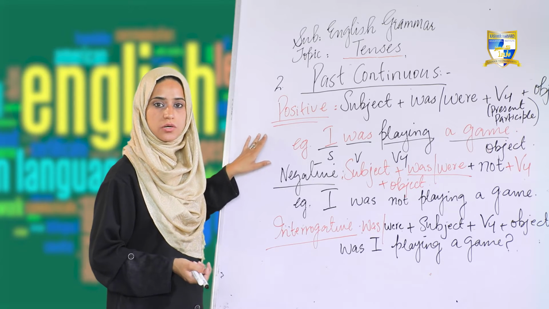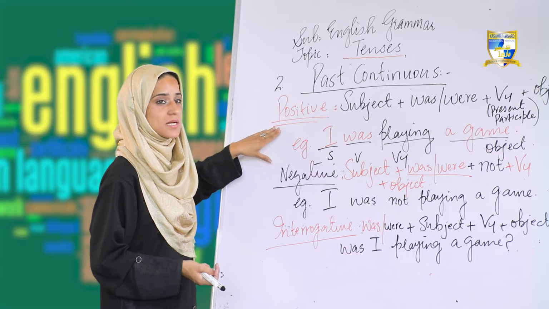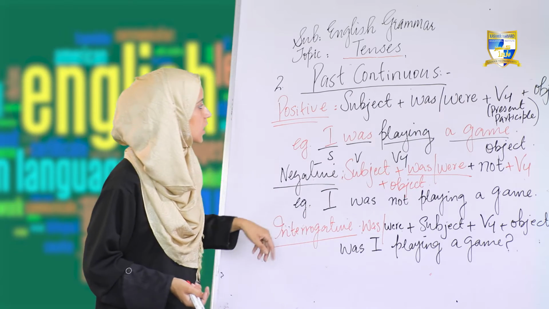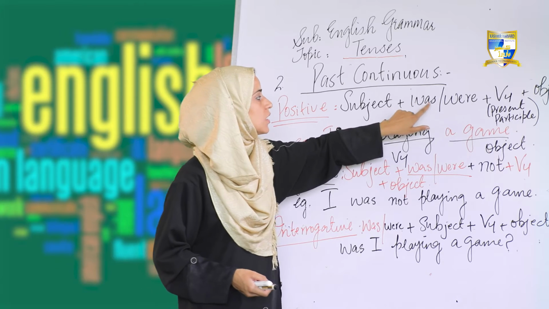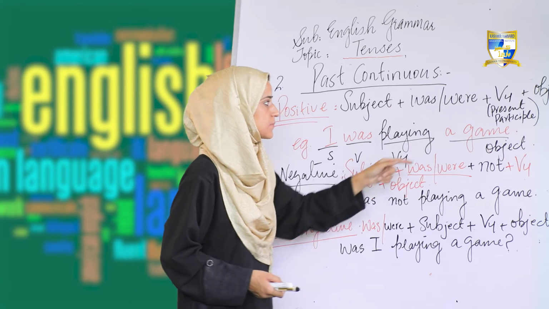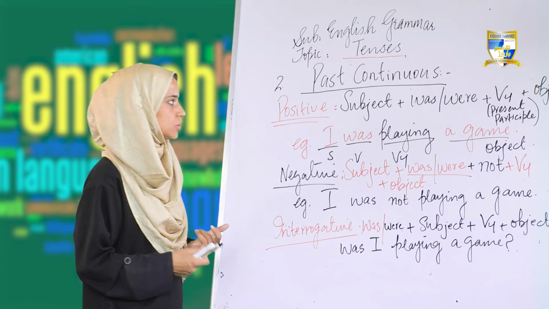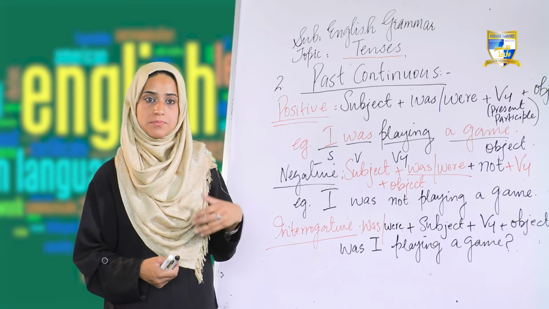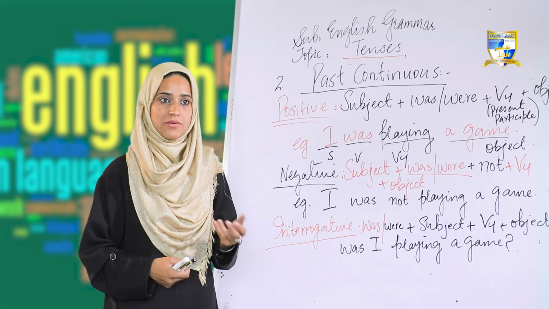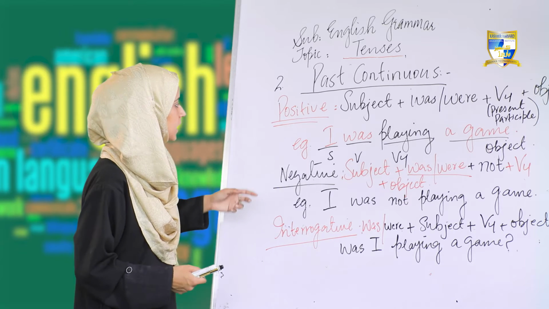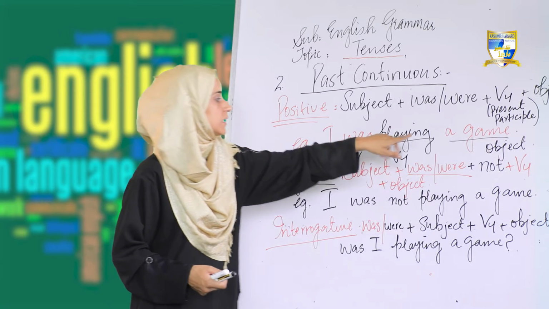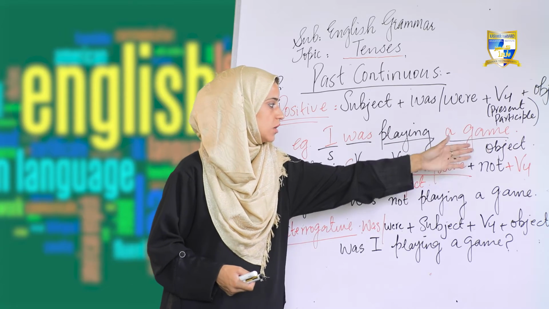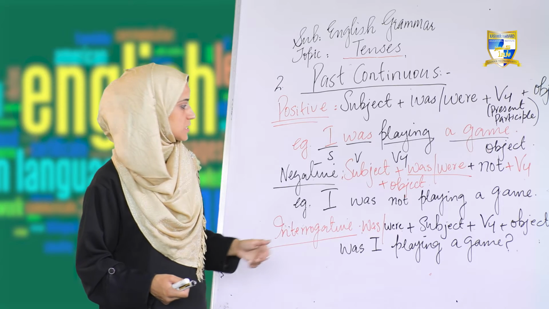And the structure for a positive sentence with past continuous tense is subject plus was, were plus verb-ing, then an object. Was is used with a singular subject, were with plural subjects, and with second person you, and were with first person when you are making a supposition. For example, if I were a millionaire, if I were a bird, I would fly. So, I was playing a game. And the negative is by using not: subject plus was, were plus not, and again the present participle and object.